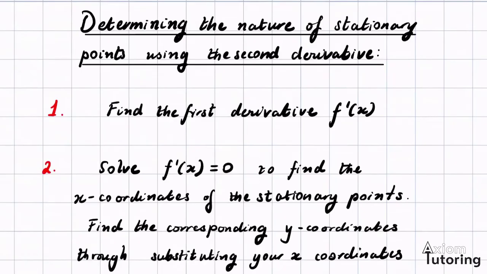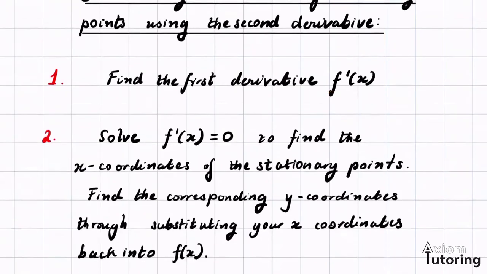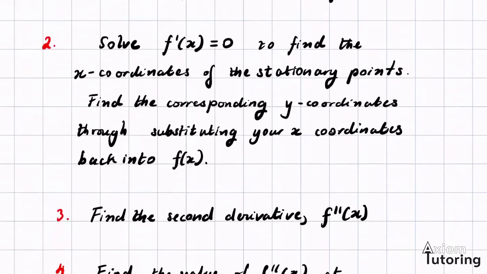So now we're going to calculate our second derivative to determine the nature. We're going to differentiate f(x) twice. The steps are as follows. We first find the first derivative, so we first do f'(x) for our curve f(x). Our second step is to then solve our first derivative equals 0.